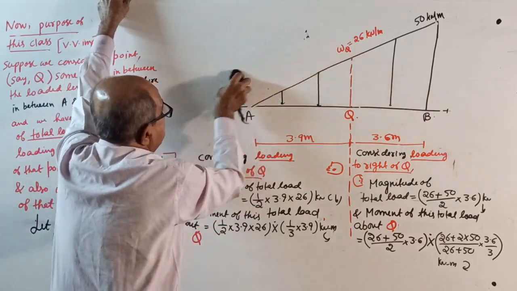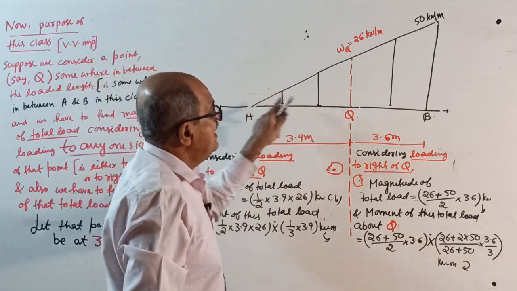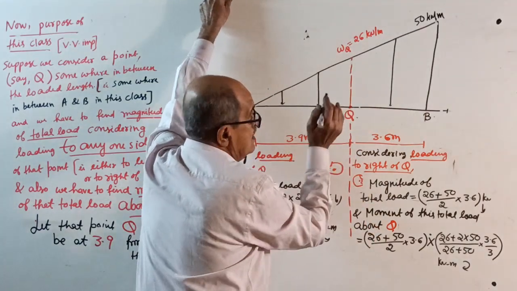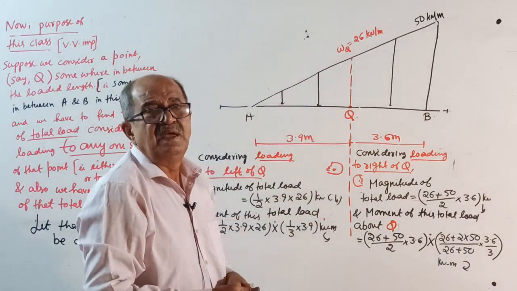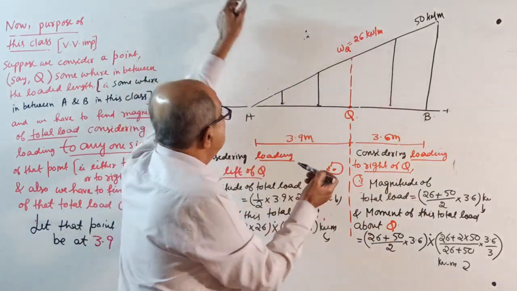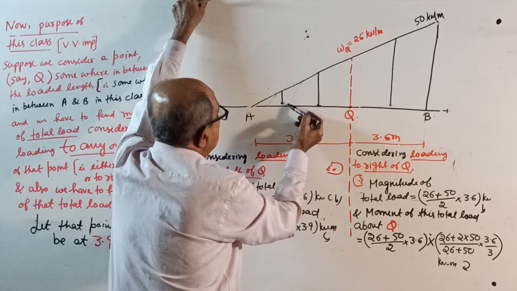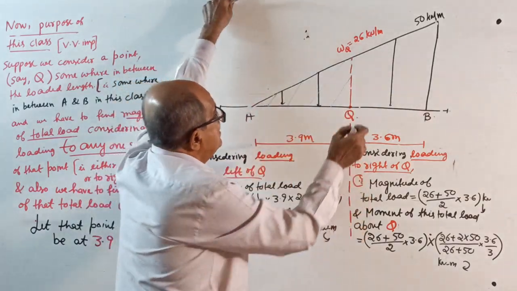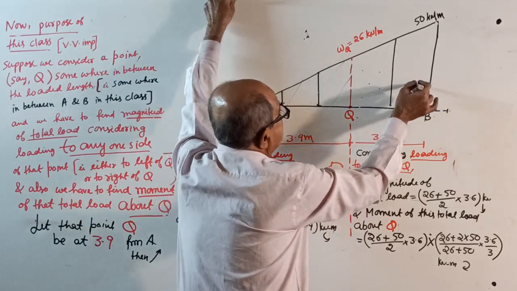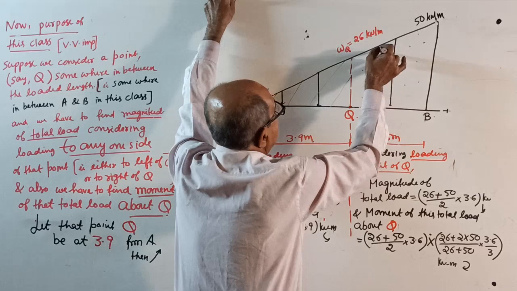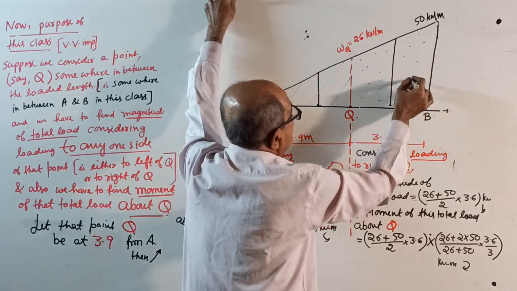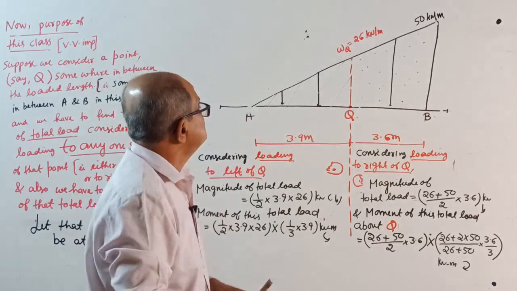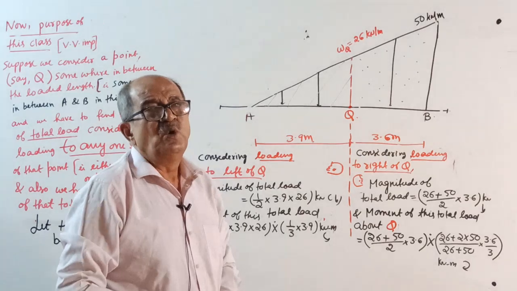See, correctly now, the procedure. A is here, B is here, our point Q is here. Now remember, if you see the left side, you can see a triangular load. If you see the right side, you can see a load represented by a trapezium. Now, correctly write. Now I won't waste time.